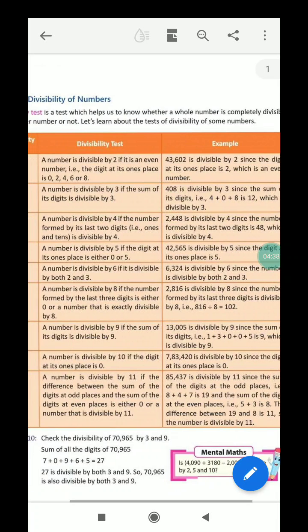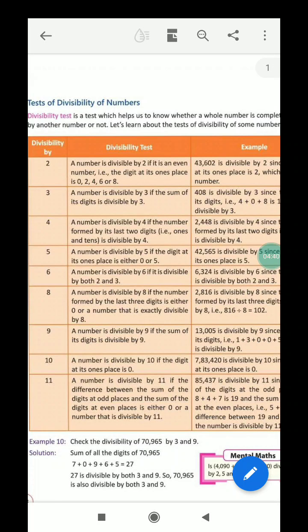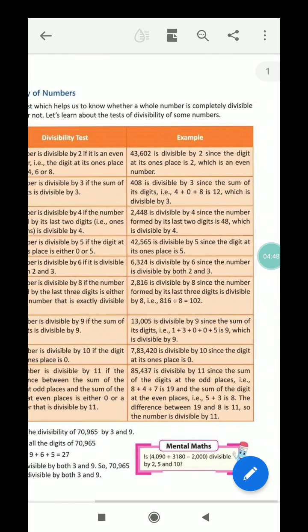Now with 9. A number is divisible by 9 if the sum of its digits is divisible by 9. Suppose we take an example of 13,005. It is divisible by 9 since the sum of its digits, that is 1 plus 3 plus 0 plus 0 plus 5, is 9. 5 plus 3 is 8, plus 1 equals 9, which is divisible by 9. In this way we have to do.